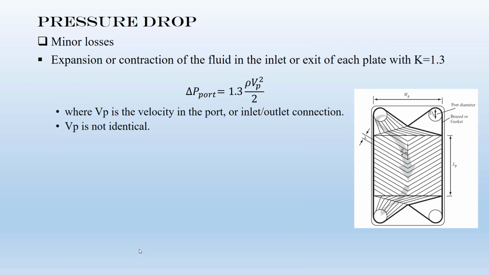And then also you can calculate the delta P for the port, actually, minor losses. The major losses is actually the pressure drop over the plates, and the minor loss is due to the expansion or contraction of the fluid in the inlet or exit. It depends on the velocity in the port, and also depends on the diameter of the port. Keep in your mind that in most cases this delta P is negligible if you have a good design, in comparison with the other one. So if you add these two terms, minor losses and major losses, you can find the total delta P.